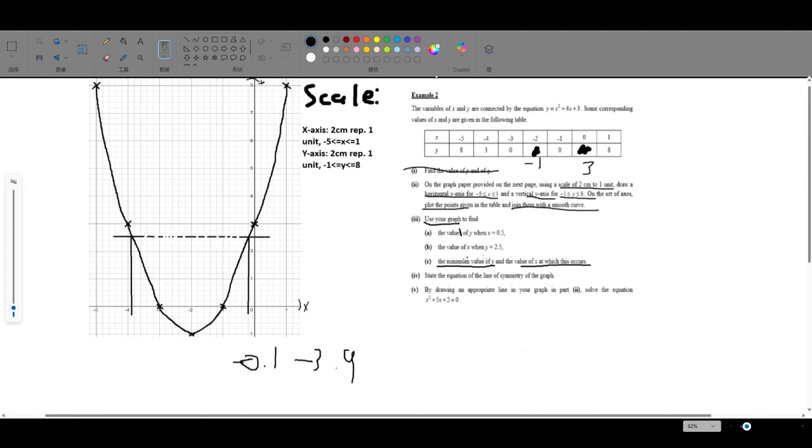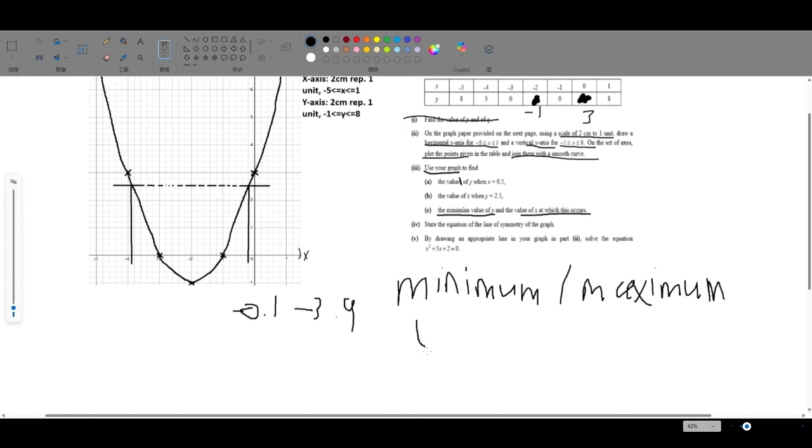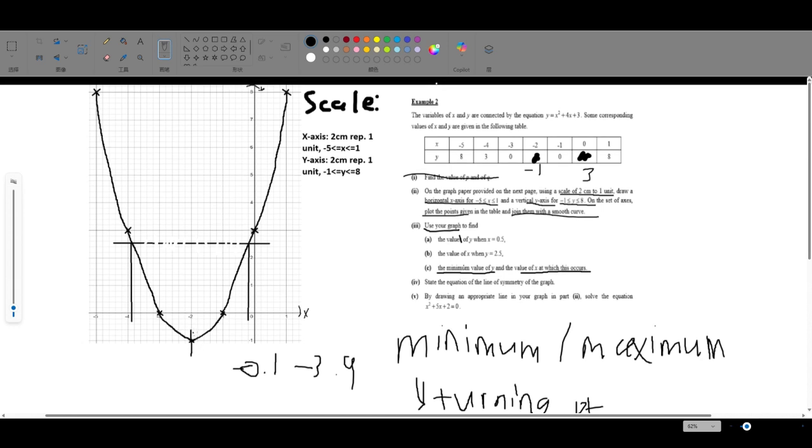and the x at which this occurs. When you see the word minimum or maximum, always remember it is the turning point. It is called a turning point, which is basically just this part. This is the turning point.